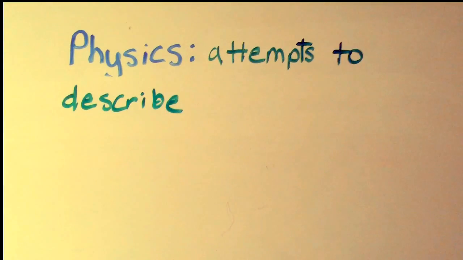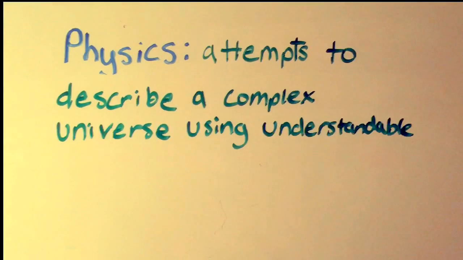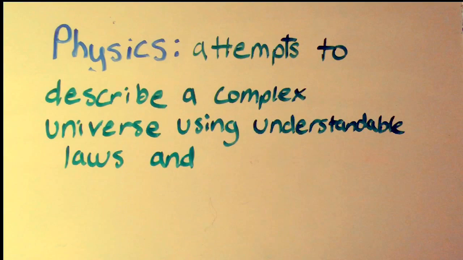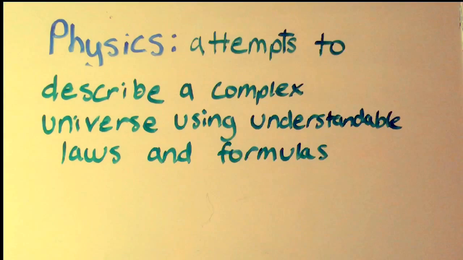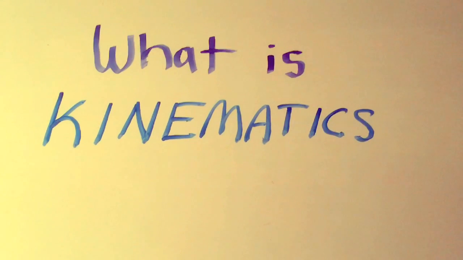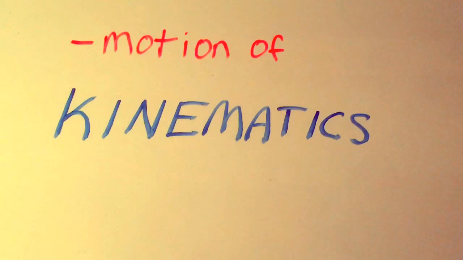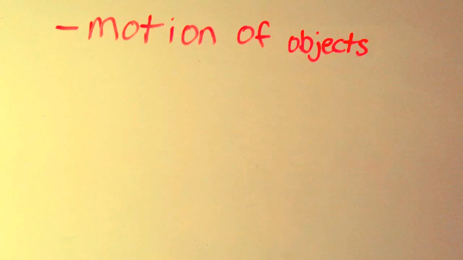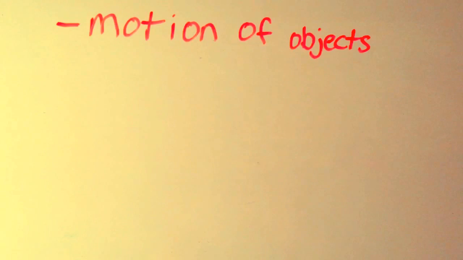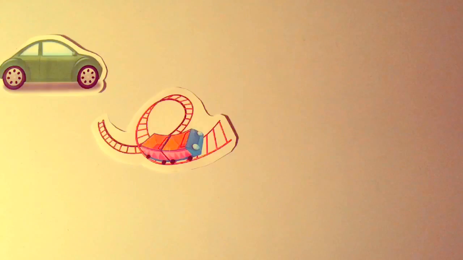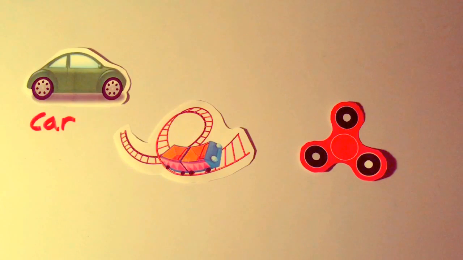Physics attempts to describe a complex universe with understandable laws. We will discuss some of these laws as we break down kinematics. So, what is kinematics? Kinematics is a branch of physics concerned with the motion of objects. These objects include everyday items such as your car, a roller coaster, and even your toy fidget spinner.